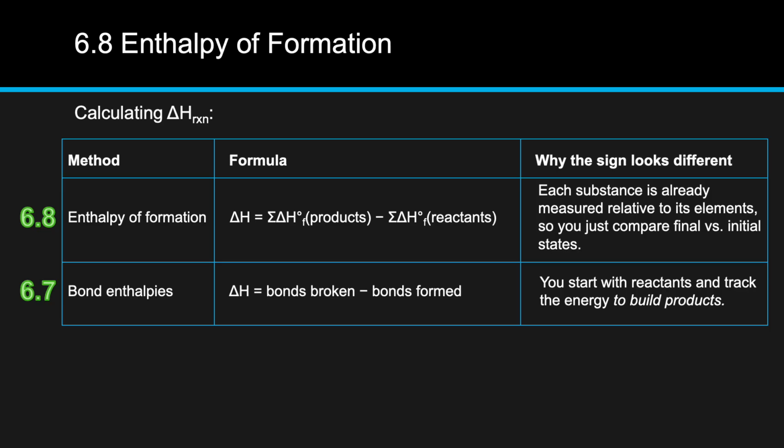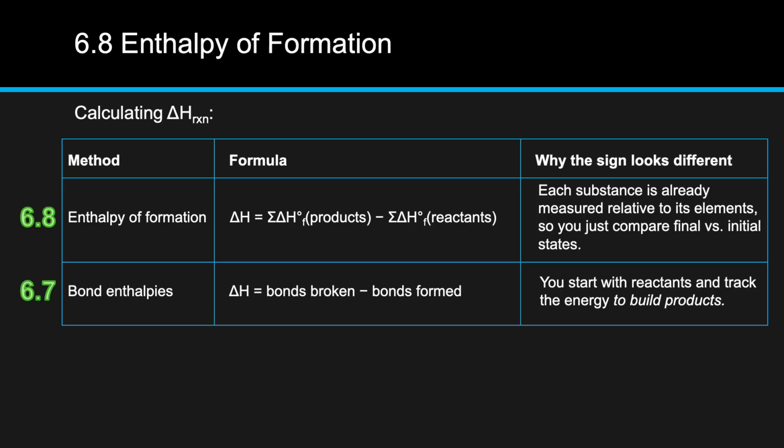So with enthalpy of formation, which is this unit, all the energy of the bonds is already built into the values in the table. So each substance has been measured relative to its elements. So we simply compare where we end to where we start. And that's why the formula is products minus reactants. It's final energy minus initial energy.